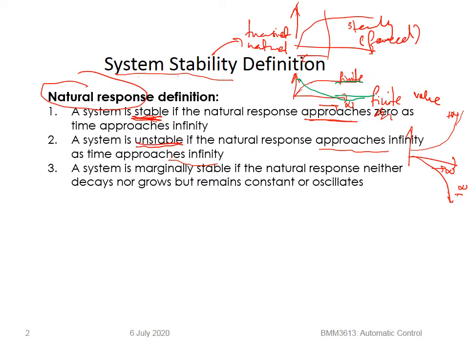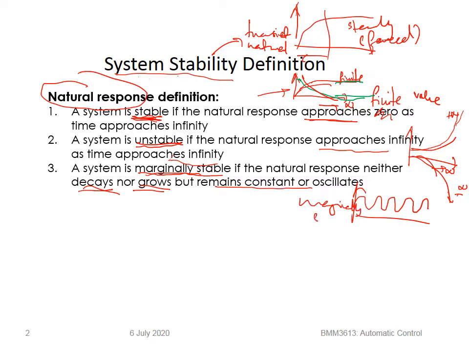And finally, we have a system that we call marginally stable. What is marginally stable? A system is marginally stable if the natural response doesn't decay and does not grow. For example, in stable, it decays. In unstable, it grows. But here, it doesn't decay and it doesn't grow, but remains constant or oscillates. For example, a time response that looks like this, constantly oscillating, is what we call marginally stable.